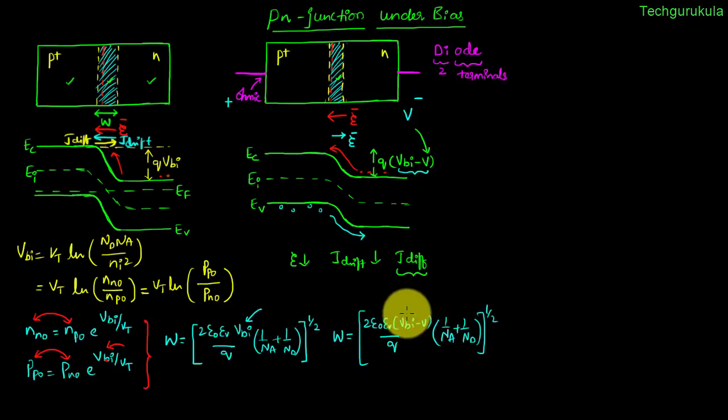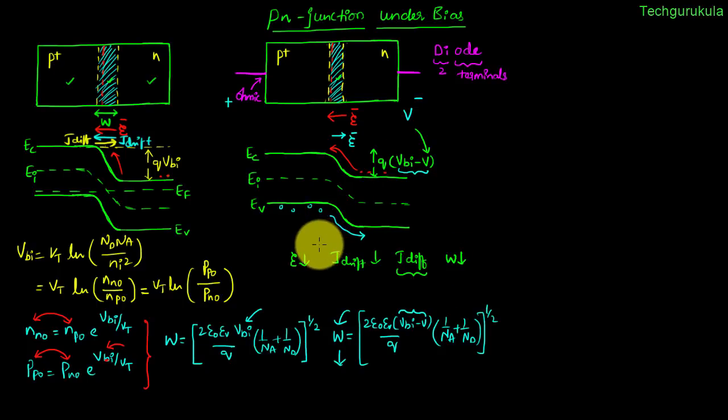Now we can see that VBI minus V would be smaller compared to VBI. As a result, the W under this applied potential difference across the PN junction would basically decrease. So now we can represent here that the depletion width would decrease because the electric field at the junction and the potential has decreased.